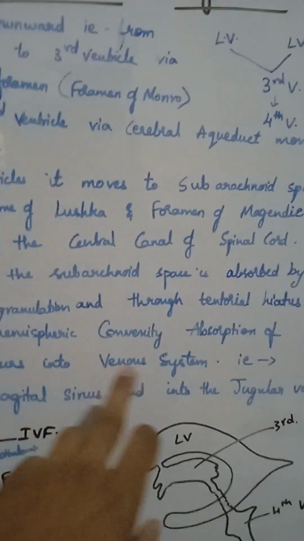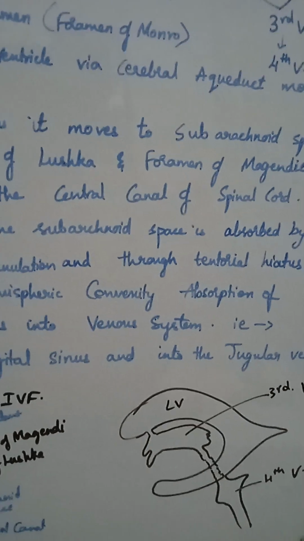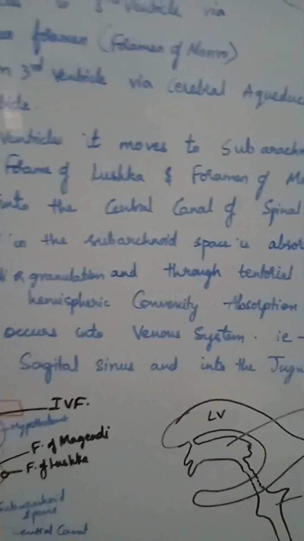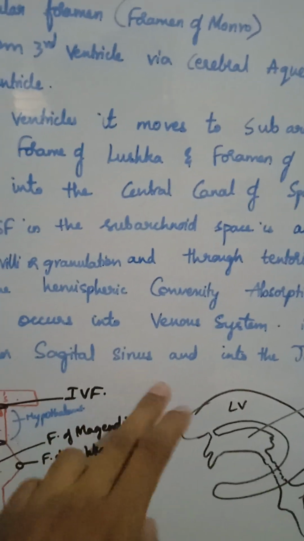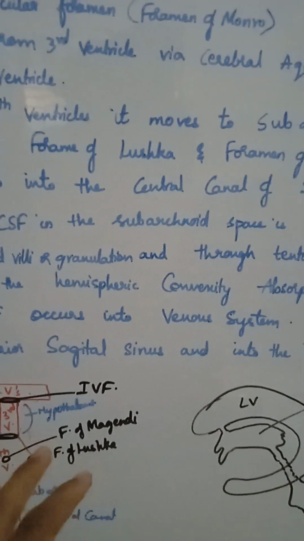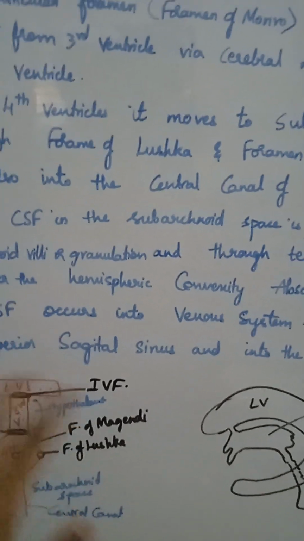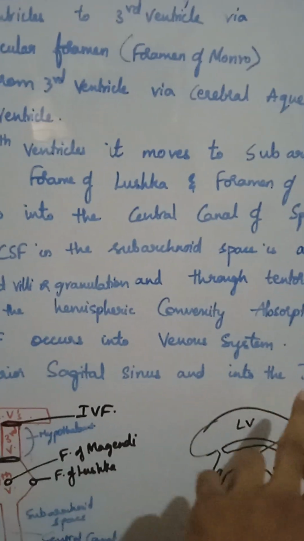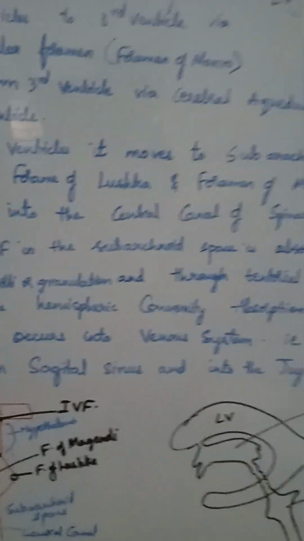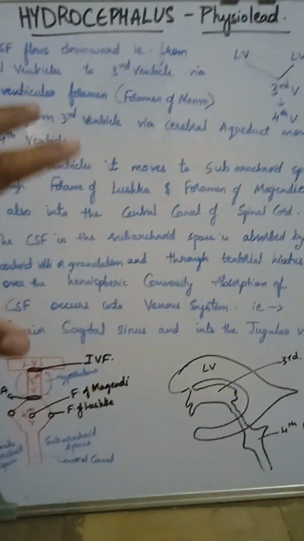Over the hemispheric convexity, absorption of the CSF into the venous system occurs, that is into the superior sagittal sinus, which is part of the dural venous sinuses, and then into the jugular vein, that is the internal jugular vein. So this is how our CSF will travel.